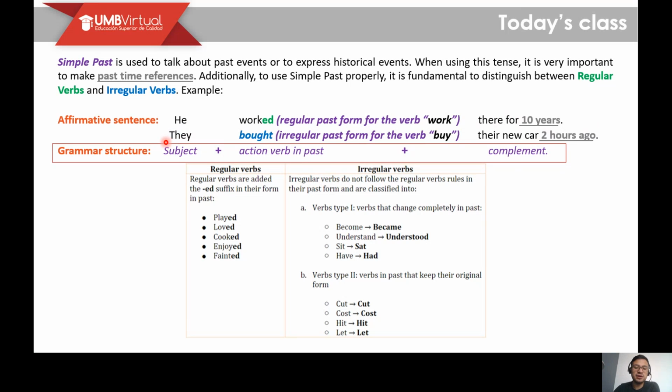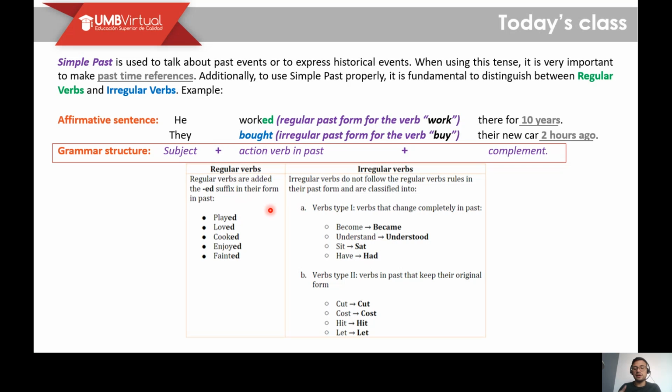We have another example in here. They bought their new car 2 hours ago. In this example, we have an irregular verb, the verb buy, and this one, work, is a regular verb. So let's see a little bit about these regular and irregular verbs. Regular verbs are the ones that use ed at the end to make the conjugation in past.